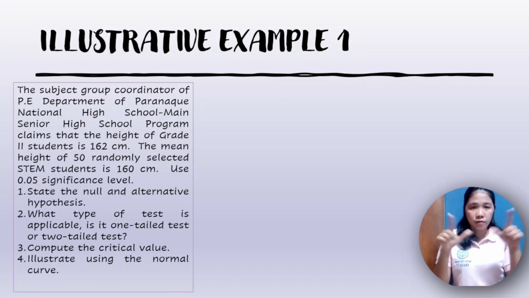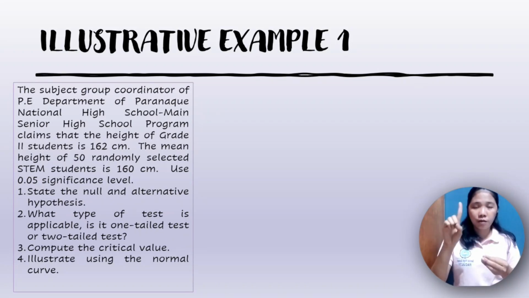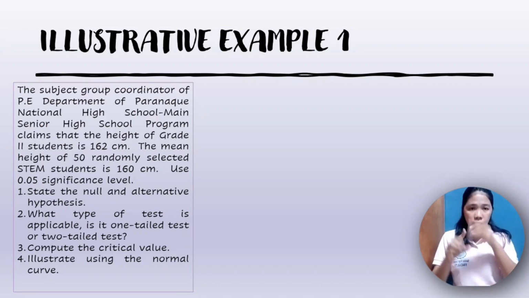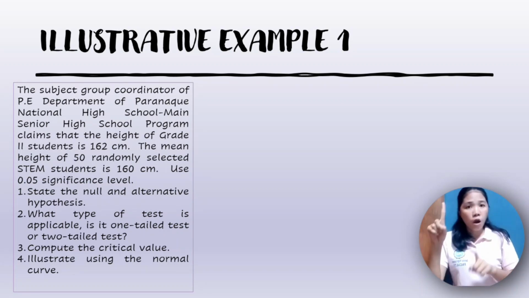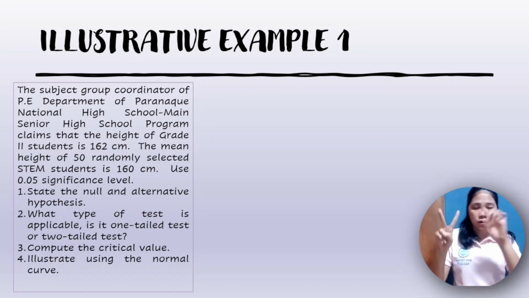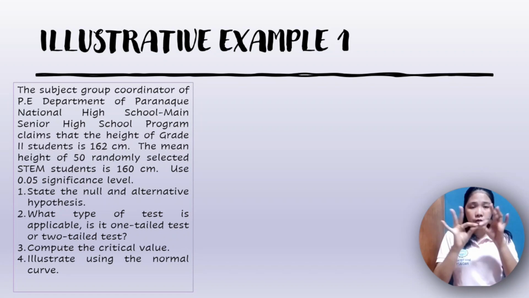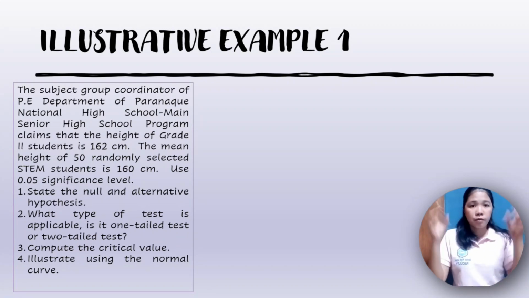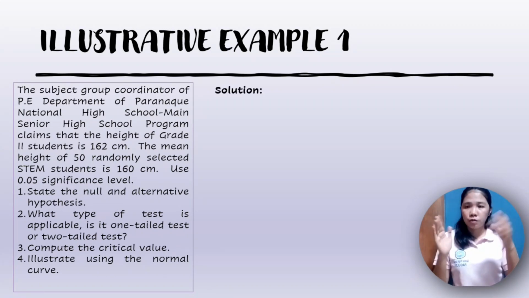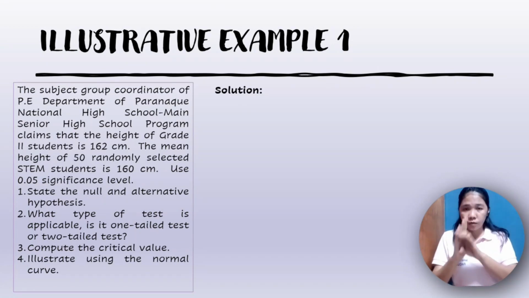Number 1, we will state the null and alternative hypothesis. Number 2, what type of test is applicable? Is it a one-tailed test or two-tailed test? Number 3, we need to compute for the critical value. And number 4, illustrate using the normal curve. Okay, so let's start with stating the null and alternative hypothesis.